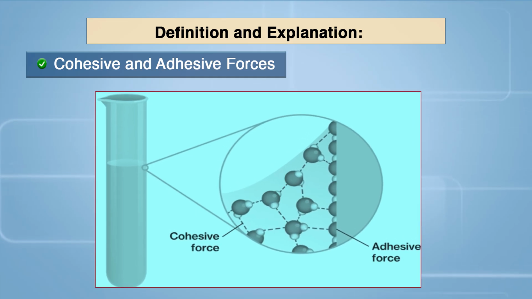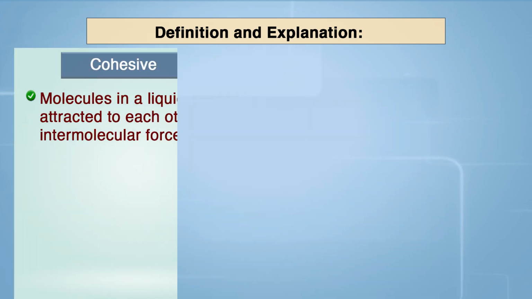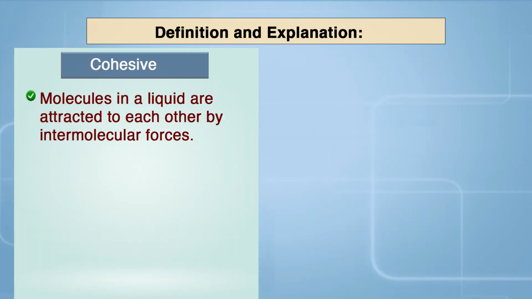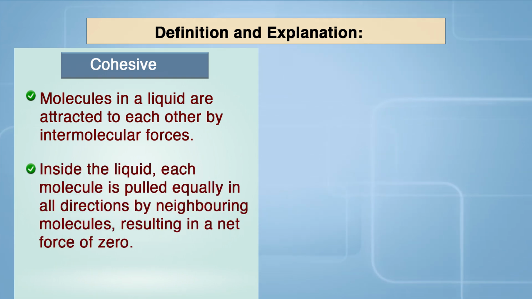Cohesive forces can be understood on the basis that molecules in a liquid are attracted to each other by intermolecular forces. Inside the liquid, each molecule is pulled equally in all directions by neighboring molecules, resulting in a net force of 0. At the surface, molecules are pulled inward by other liquid molecules, but not outward, since there are no liquid molecules above the surface. This creates a net inward force leading to surface tension.